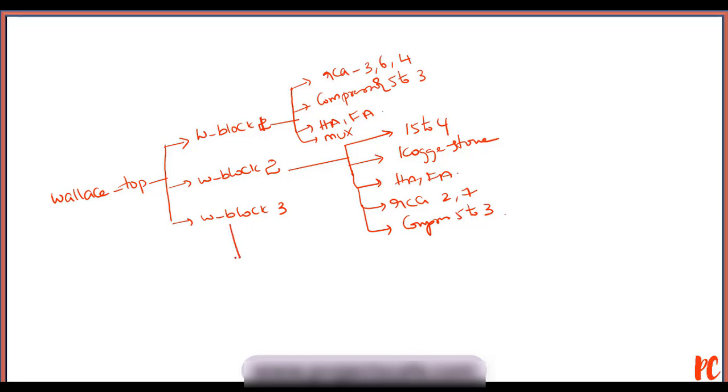Finally, coming to the third block, here we are going to use a compressor 5 to 3, half adders, full adders, and ripple carry adders of 3-bit, 2-bit as well as 5-bit. And within the compressor, as said earlier, we will be using XOR gates, AND gates, and a mux also.